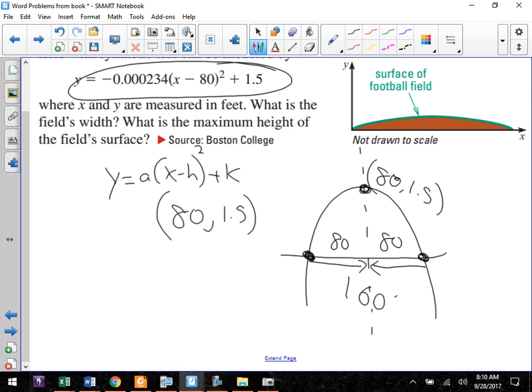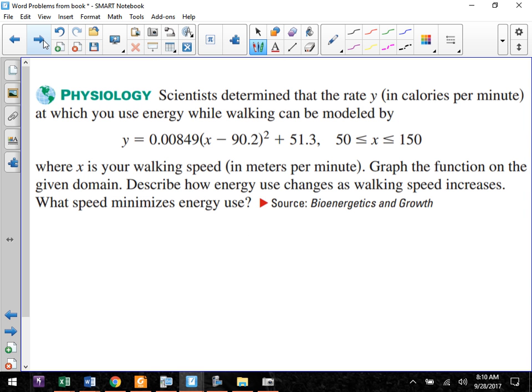Scientists determined the rate y, calories per minute, at which you use energy while walking can be modeled by this, where x is your walking speed in meters per minute, because everybody talks about meters per minute. Graph the function given the domain, describe how energy changes as walking speed increases, and what speed minimizes energy use. All right, this one's a little bit different because what is it telling you to do?